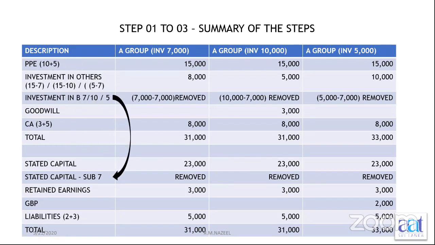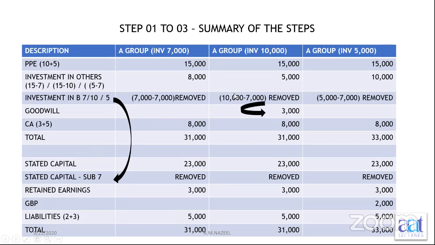Now I have given the arrow, right? Your investment is 7,000. You removed it with the stated capital of 7,000. So therefore there is no problem. Both are removed. The balance is line by line consolidation. You removed your investment with the net assets. No adjustment, right?